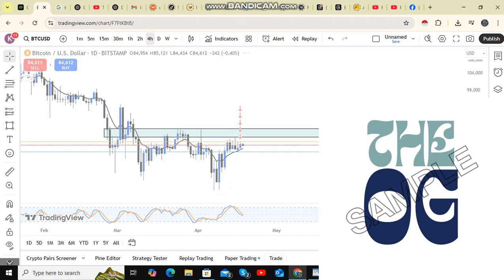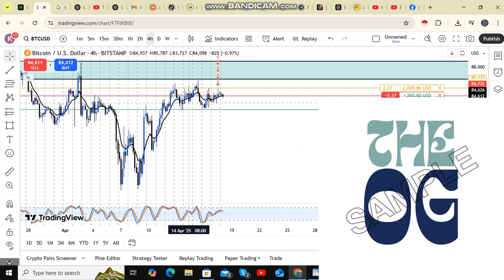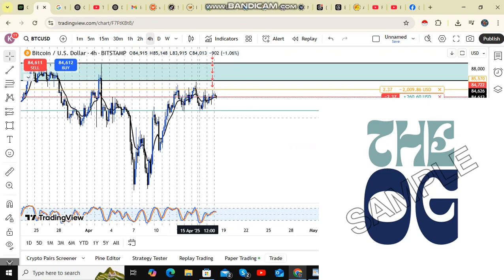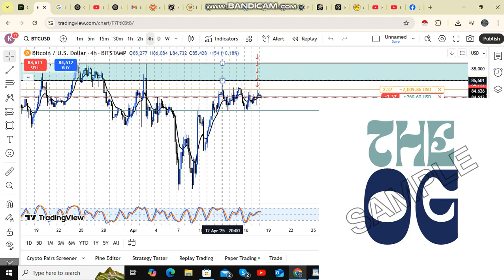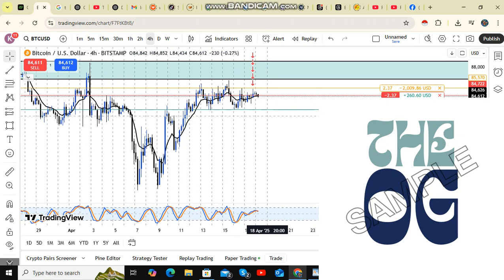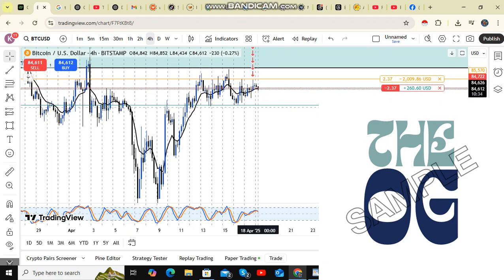If we go down to the 4 hour, we can see that price is bouncing off this area. Okay. It's bouncing off this area. And all of these candles right here that you are seeing, it's basically rejecting. It's rejecting the top, right?